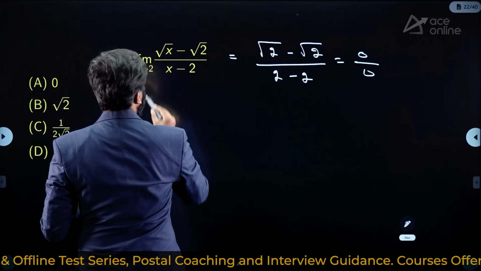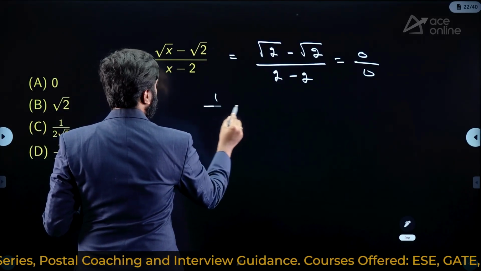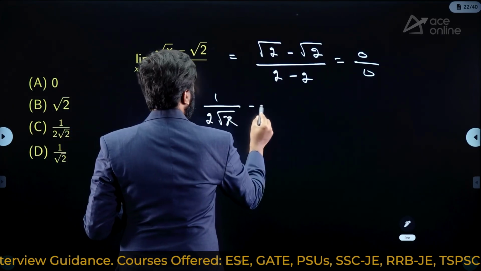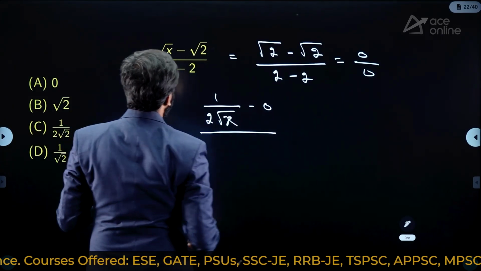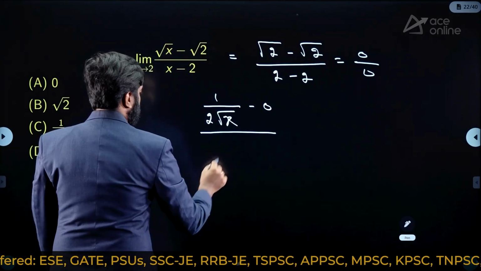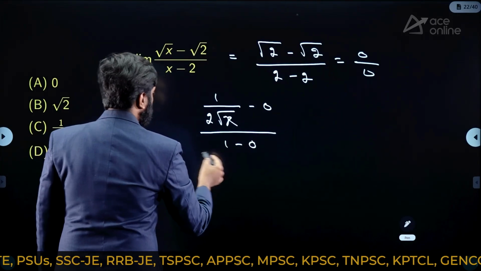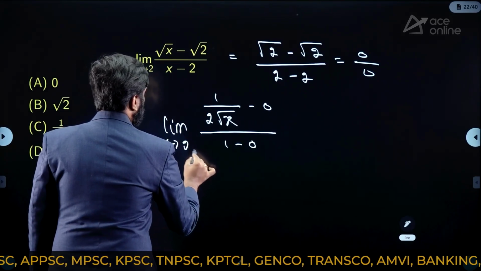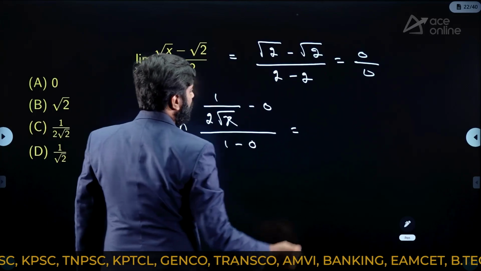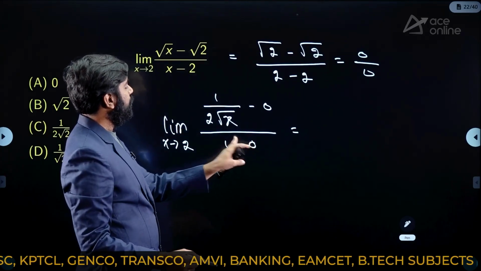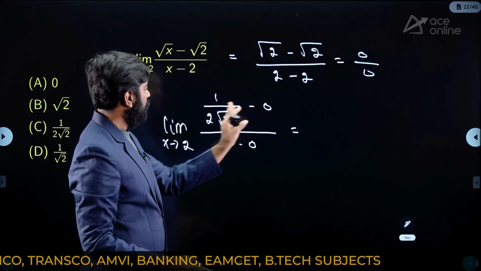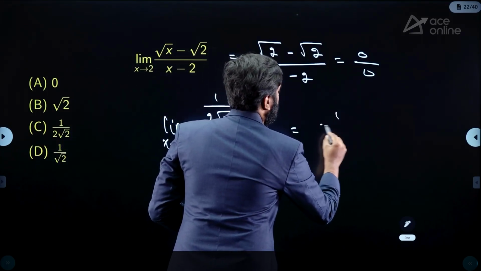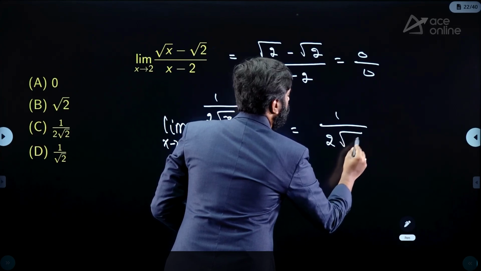So let's apply the derivative of the numerator. The derivative of the numerator is 1 by 2 root x minus 0, by, what's the derivative of the denominator? It is 1 minus 0. So you apply the limit now. Since the denominator is a constant one, no need to worry, this is 0. Just apply the limit as x tends to 2, what happens? So you get the answer as 1 by 2 root 2.